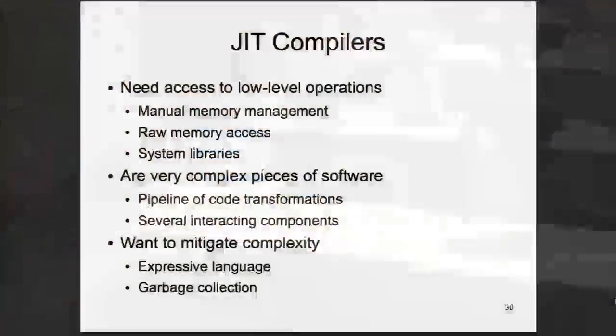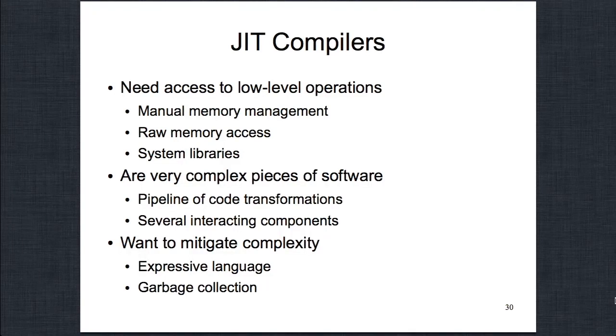Okay. So, why did I choose D? Well, JIT compilers need access to low-level operations. They're systems programs, so they need to do memory management. They need to be able to allocate executable chunks of memory. They need to do raw memory access. They need to use systems libraries. They're also very complex pieces of software.